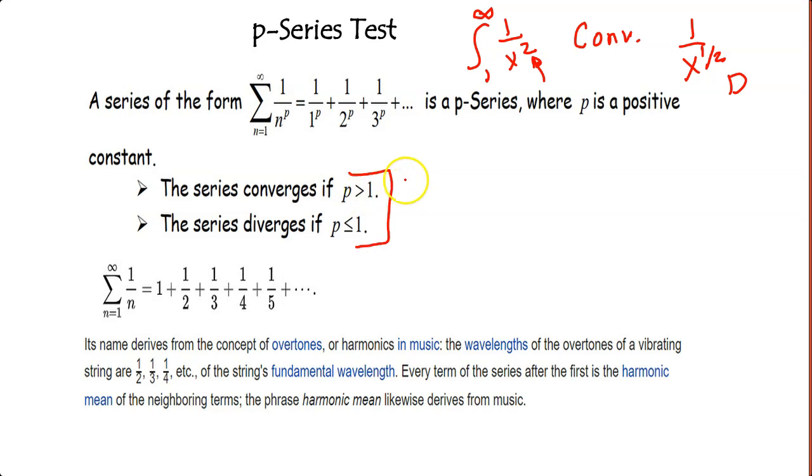We have when p is greater than 1, it converges, and if p is less than or equal to 1, it diverges. So this series here is called the harmonic series, and you can read below the origin of it being called the harmonic series. But it's in the form of 1 over n, 1 over n to the p, where p is 1. Therefore, by the rule, this harmonic series diverges.